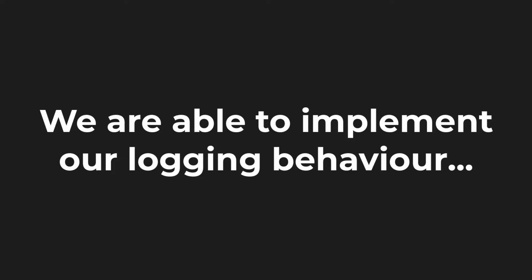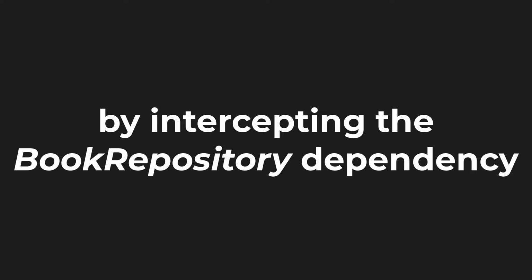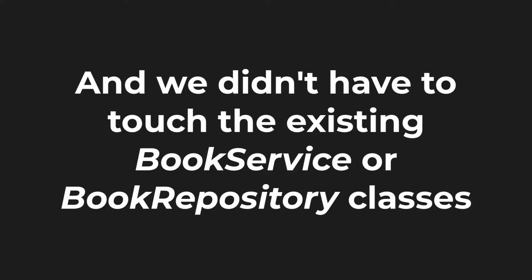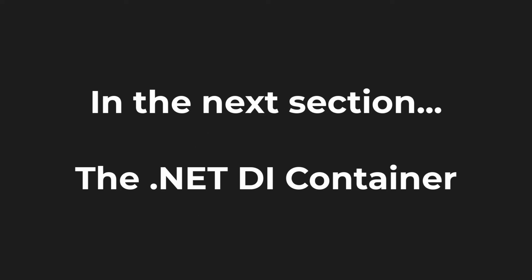This way, we are able to implement our logging behavior by intercepting the book repository dependency and wrapping a class around it called logging book repository, and we didn't have to touch the existing book service or book repository classes. In the next section, we'll be taking a closer look at .NET's built-in dependency injection container.